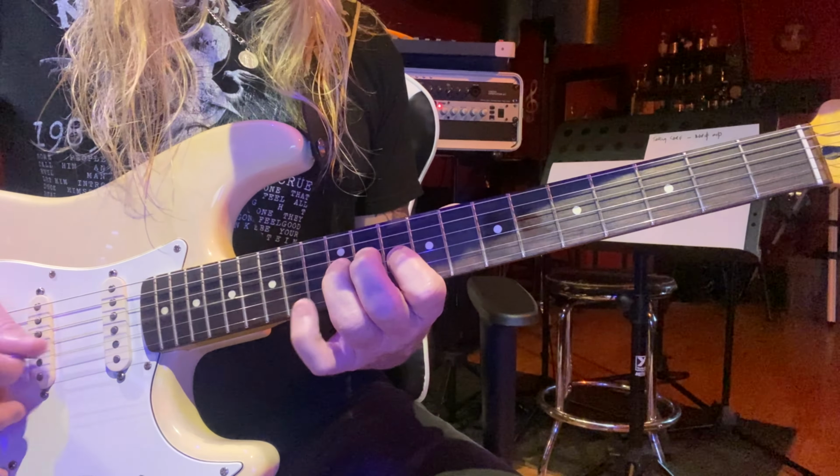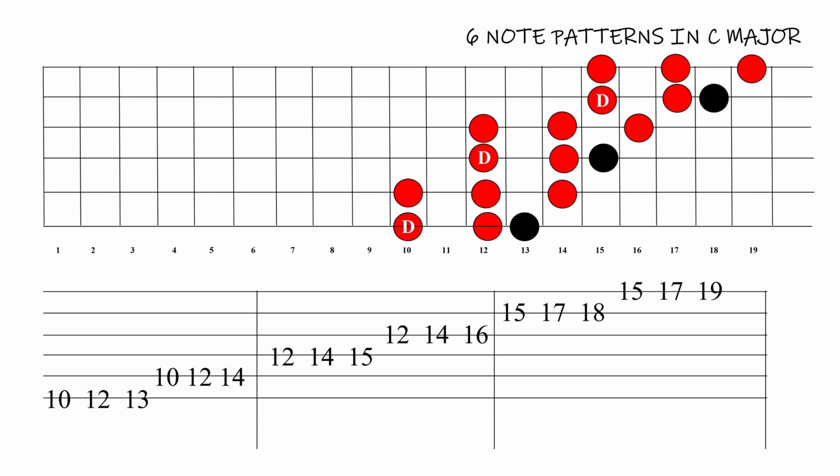Okay, moving on, we have D, and we're going to be starting on our 10th fret. And this shape is a little different. It's a little harder to remember because you have 2 different shapes there. So we have 10, 12, 13, and then we're going to have 10, 12, 14. And that's your shape that you're going to repeat, okay?